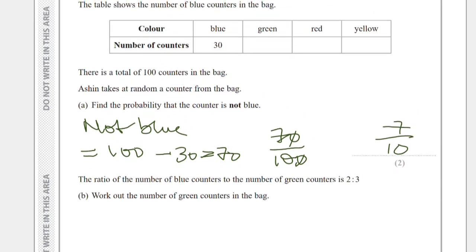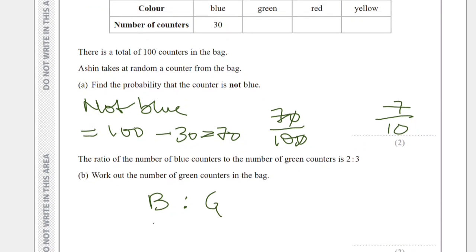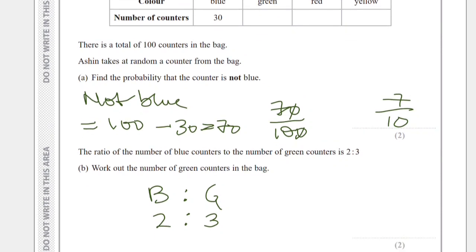The ratio of blue counters to the number of green counters is 2 to 3. So what will be the number of green counters? Blue is 2, green is 3. But blue is 30. So to go from 2 to 30, we multiply by 15. The same way, we multiply this by 15, so that will give us 45. So that means this is 45.